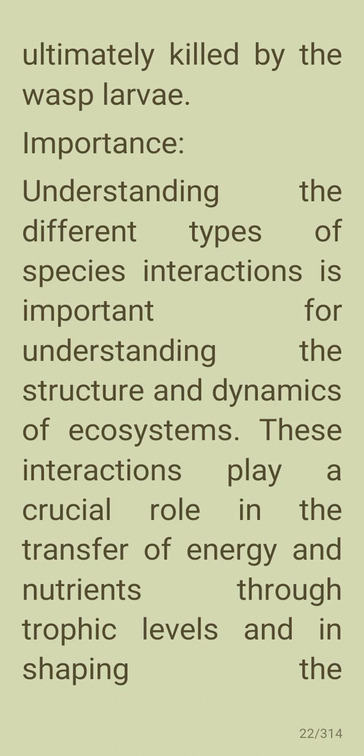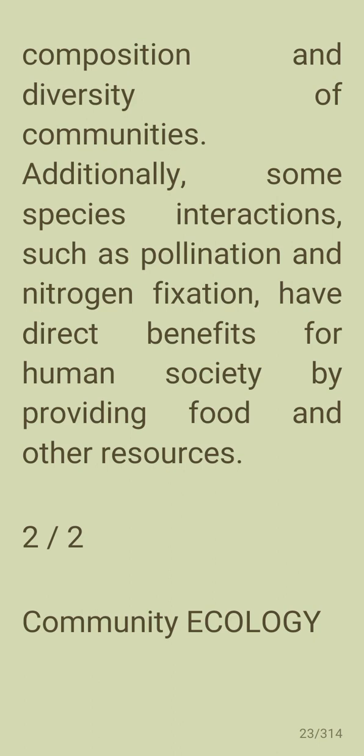Understanding the different types of species interactions is important for understanding the structure and dynamics of ecosystems. These interactions play a crucial role in the transfer of energy and nutrients through the trophic levels and in shaping the competition and diversity of communities. Additionally, some species interactions such as pollination and nitrogen fixation have direct benefits for human society by providing food and other resources.